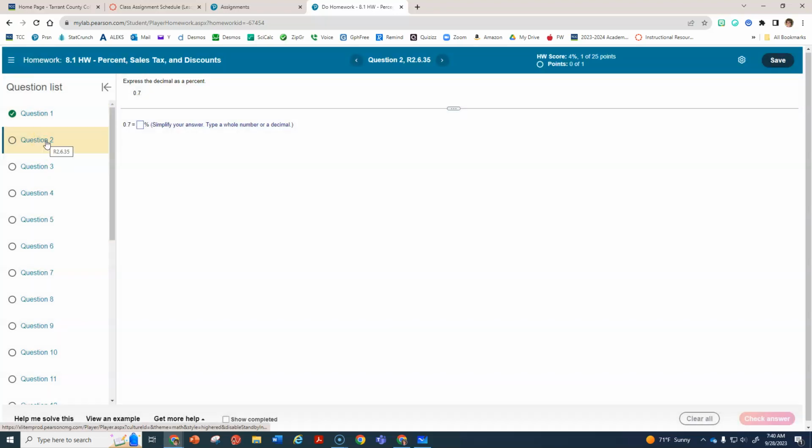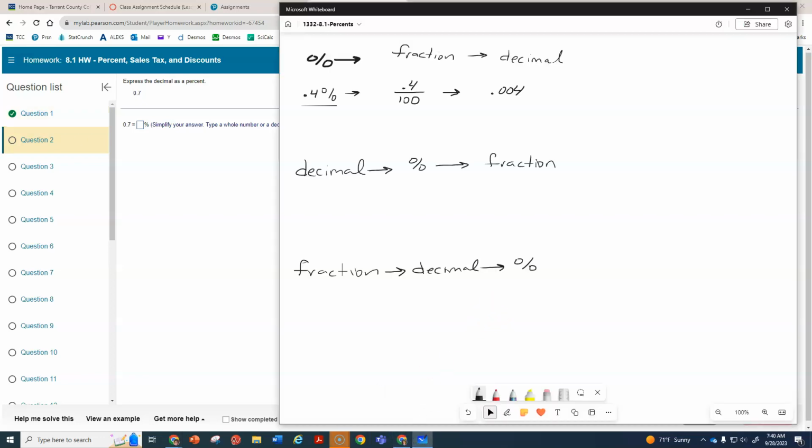Okay, let's see. Same thing. Oh, it's not the same thing. This time they're giving me a decimal. So they want a decimal. They give me the decimal, 0.7. And they want me to change that to a percentage. To change that to a percentage, you multiply by 100. You take that number right there, multiply by 100, and you simply add the percent sign. So 0.7 times 100 is going to be 70%.